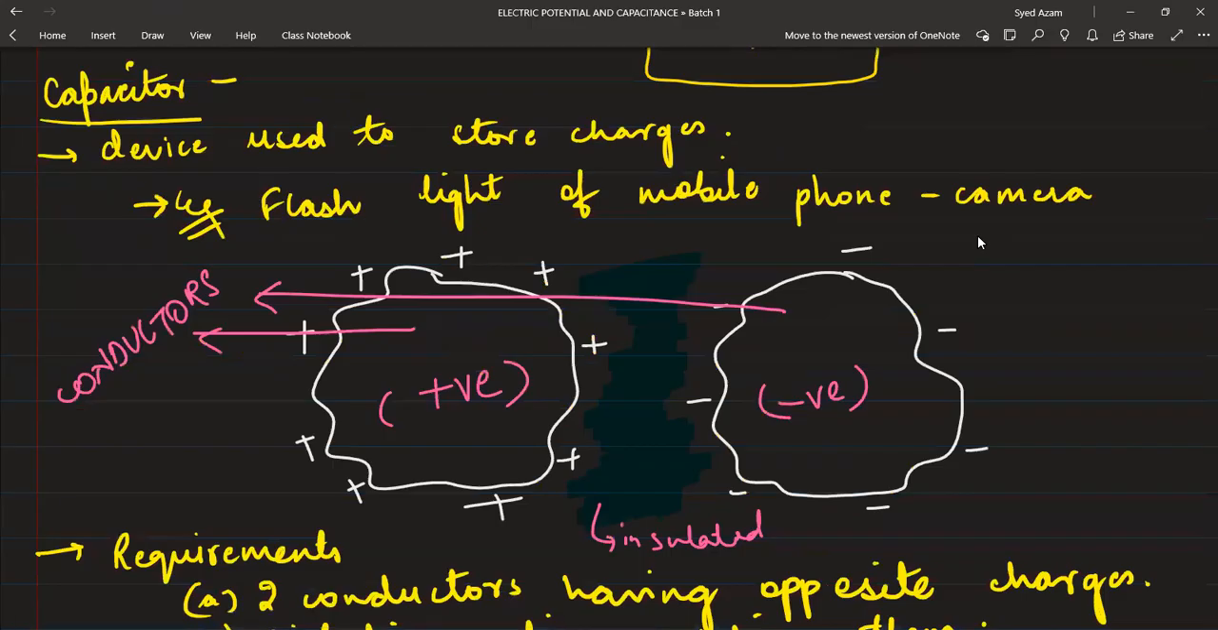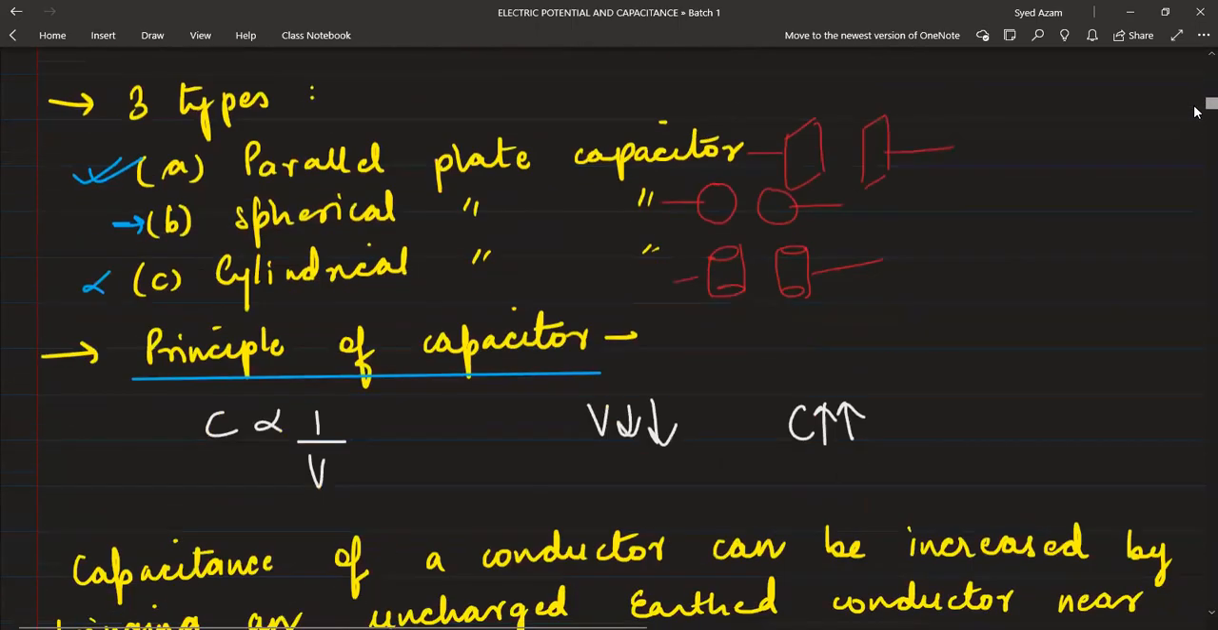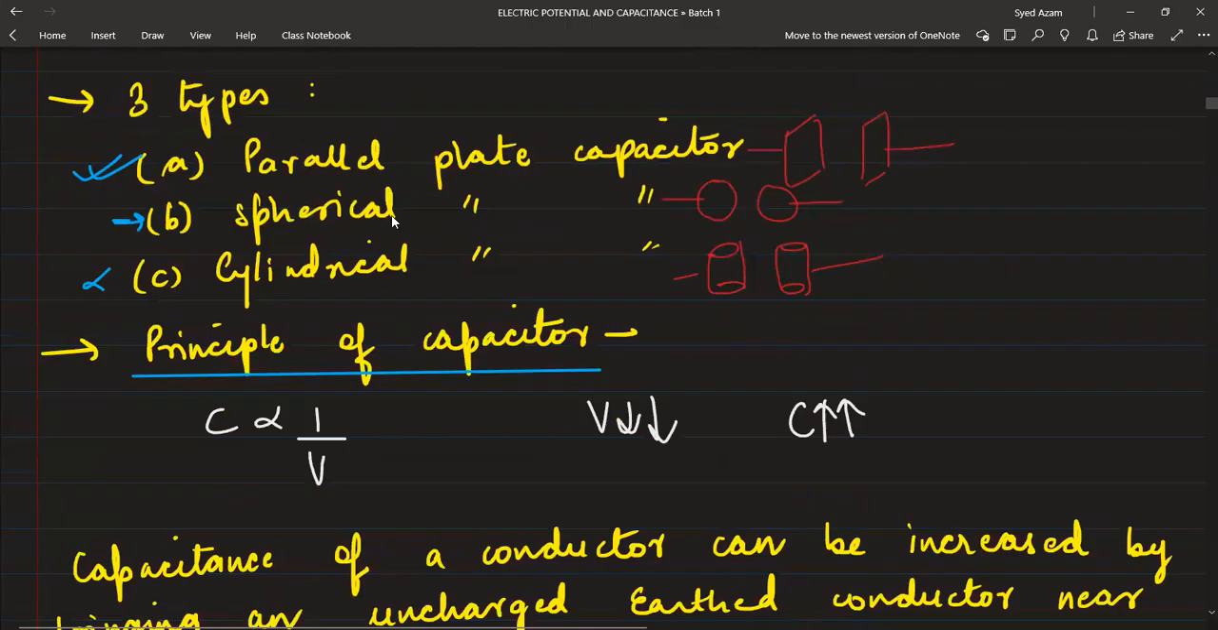Now, what's a capacitor? I told you it's a device that is used to store charge. So basically, two requirements are there to make a capacitor. Firstly, you need two conductors which have to be oppositely charged. And then there has to be a dielectric medium, which we say insulated medium, between the charges. Then these conductors can be used as capacitors. There are various types of capacitors: parallel plate, spherical plate, cylindrical plate.